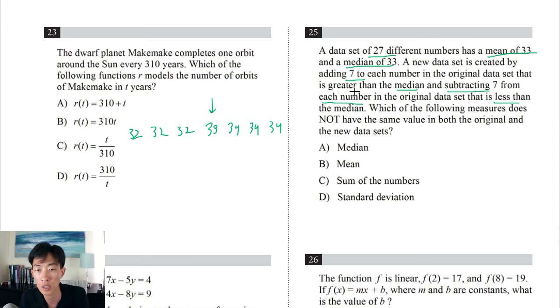Let's see what happens when we do what they're saying to each of them. They're saying we're going to add 7 to each number that's greater than the median. So we're adding 7 to 34. So 34 plus 7 is going to be 41, 41, 41. And then it says we're subtracting 7 from each number in the original that's less than the median. So subtract 7, we get 25, 25, 25. And nothing is being done to the median.